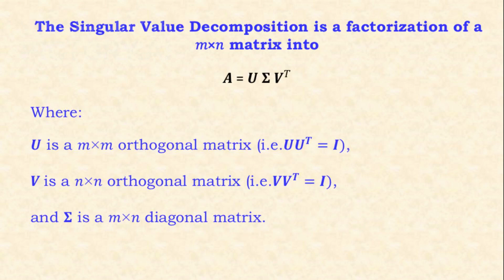Singular value decomposition, SVD, is another powerful matrix factorization technique. It breaks down a matrix into three components, two orthogonal matrices and a diagonal matrix, providing insights into the matrix's structure. Here, U is an M by M orthogonal matrix, V is an N by N orthogonal matrix, and sigma is an M by N diagonal matrix.